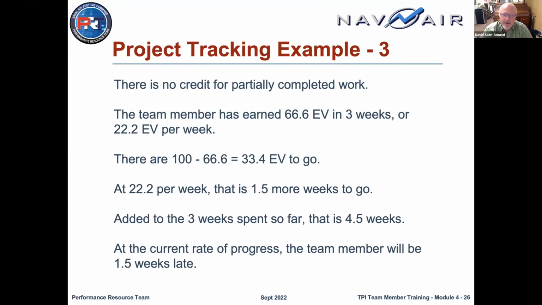And the key is that he's accumulating 22.2% earned value on a weekly basis. He's done 66% of the work, so there's 33% of it left to go. At the rate at which he's been accumulating earned value, 22% per week, he's got about a week and a half left. A very simple calculation, but very, very powerful. Added to the 3 weeks he's spent so far, he's going to take about 4.5 weeks total to complete this work. And that's just for the interface. He'd be a week and a half late.